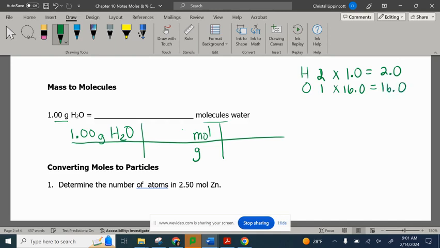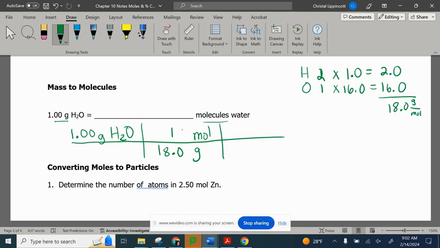And then what do I do? Add them together. So this is 18.0. My units are grams per mole. So is the 18 going to go on the top line or the bottom line? The bottom. It always goes with the grams. And what goes on the top then? 1. So for every 18 grams of water, I have 1 mole. So if I wanted a mole of water, how much would I weigh out? 18 grams of water.